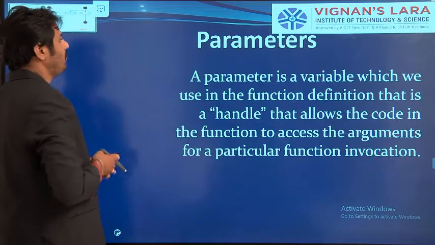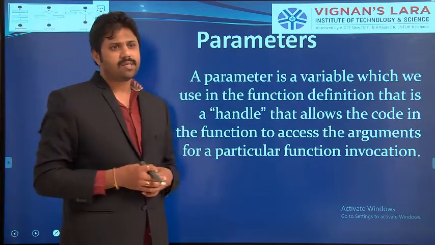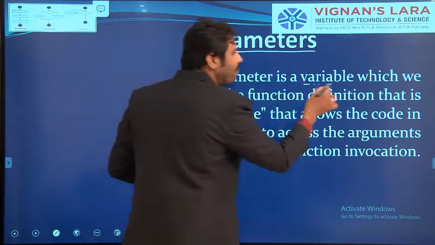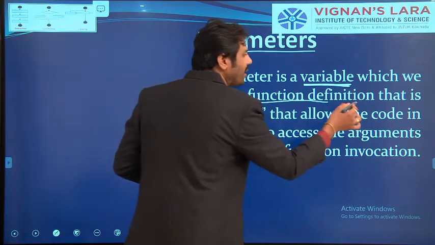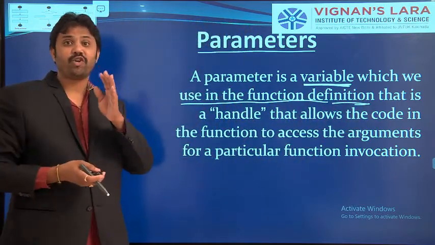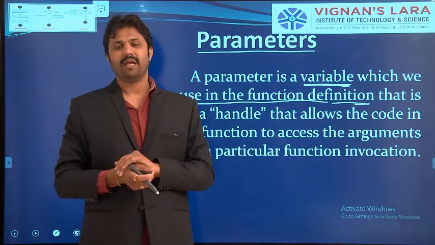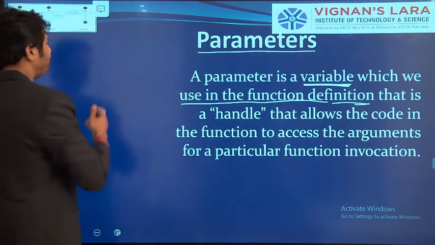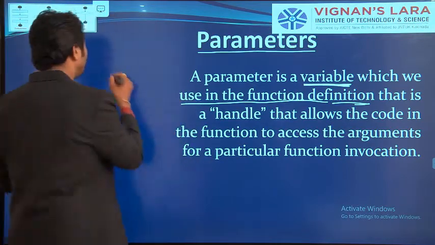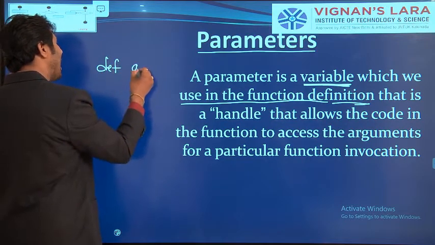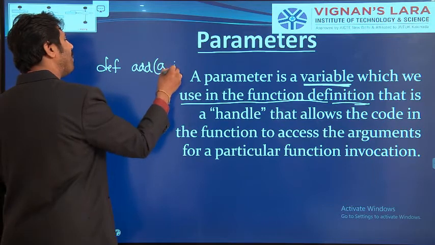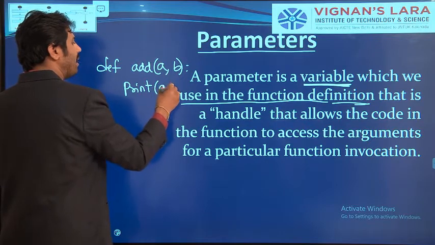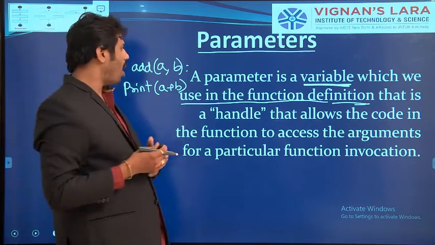Next, parameters. A parameter is a variable which we use in a function definition. At the time of function definition, we use parameters. That means how many parameters you define for that function. Let us see an example. Same example I am going to take: def add a comma b, print a plus b. Let us observe this part.